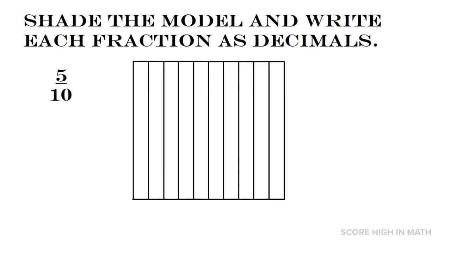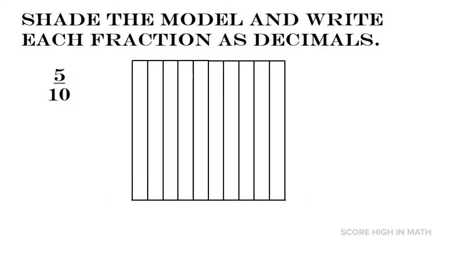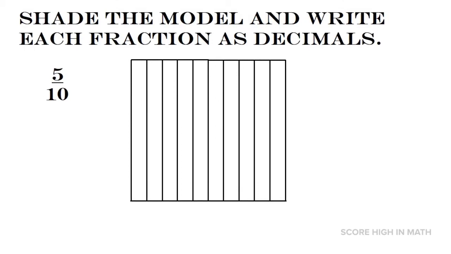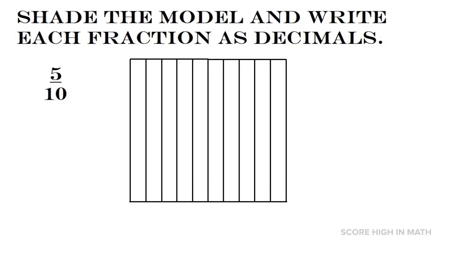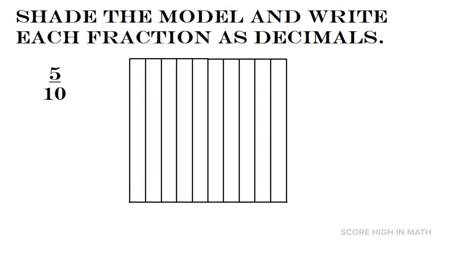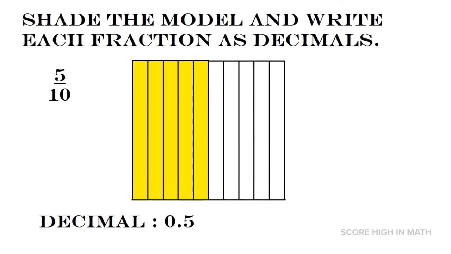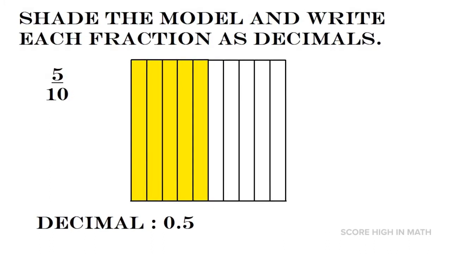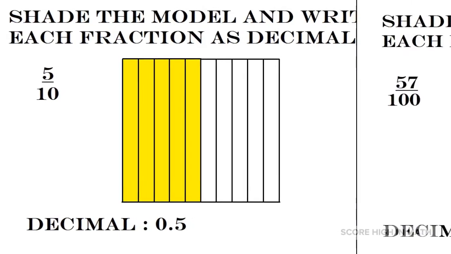To model fractions, we need the base 10 blocks. I want you to remember that the number of the boxes in the grid depends on the denominator. So, in this example, 5/10, we need only 10 boxes in the grid. Next, we are going to shade the 5 boxes in the grid since our numerator is 5. Therefore, the decimal is 0.5.